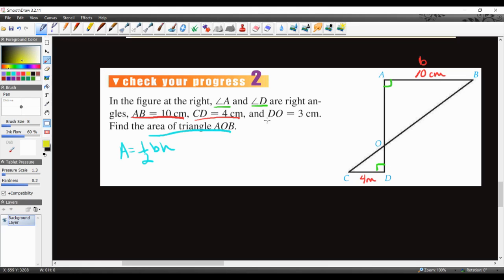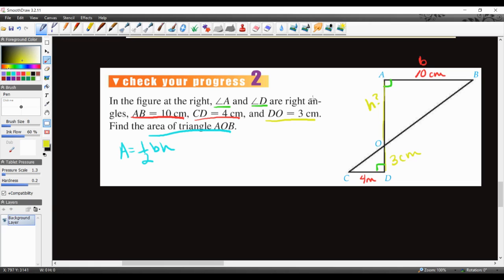DO is equal to 3 centimeters. So DO would be this piece right here. Okay, this is equal to 3 centimeters. Find the area of triangle AOB. So we need to find this piece right here. We need to find the height. We don't know what the height is right now. But if we can establish that these two triangles are similar, then we can use our proportion to find the height and therefore plug it into the formula.